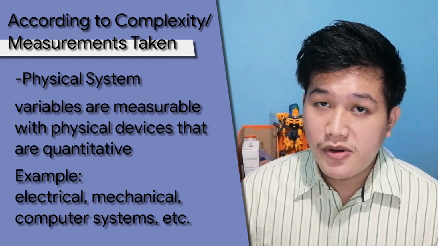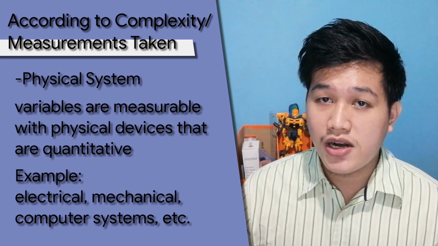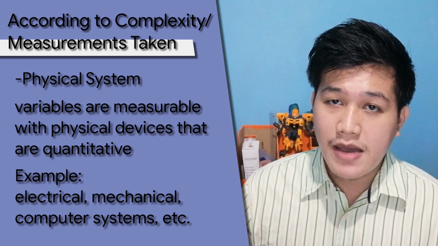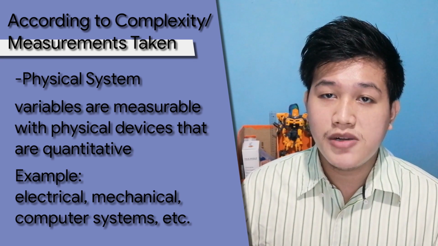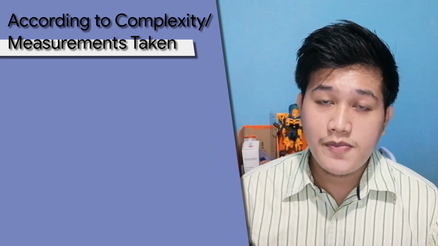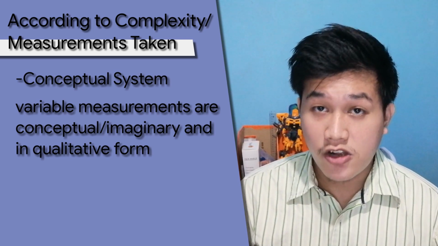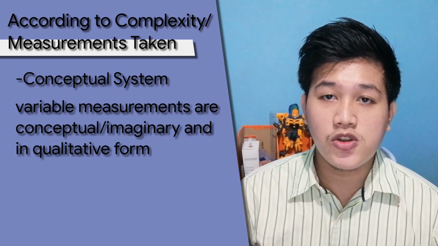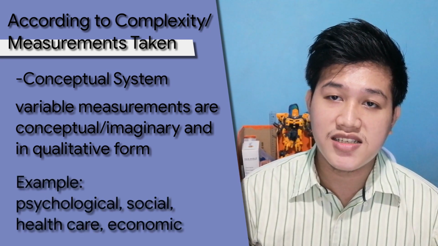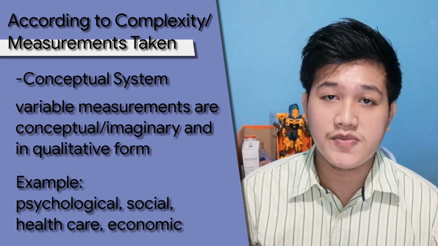So the amount of memory inside our computers, the amount of electricity that flows in our appliances, the pixels of the camera we're using, they are measurable by different metrics and they are considered as physical. Next up are conceptual systems. Systems in which all the measurements are conceptual or imaginary and in qualitative form as in psychological systems, social systems, healthcare systems, and economic systems.